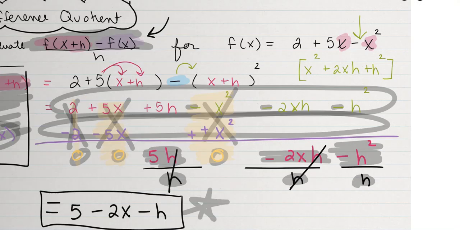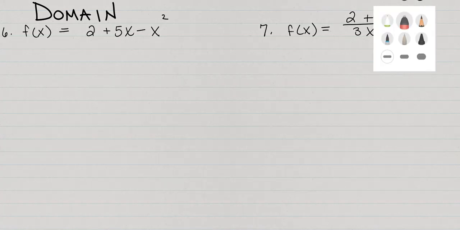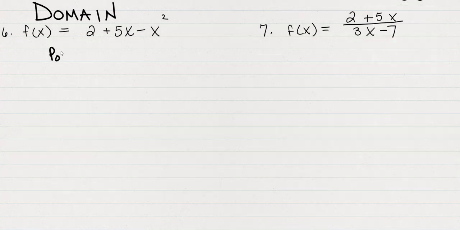Let's look at another example, finding the domain. Right off the bat, we have a really easy one because this is a polynomial.